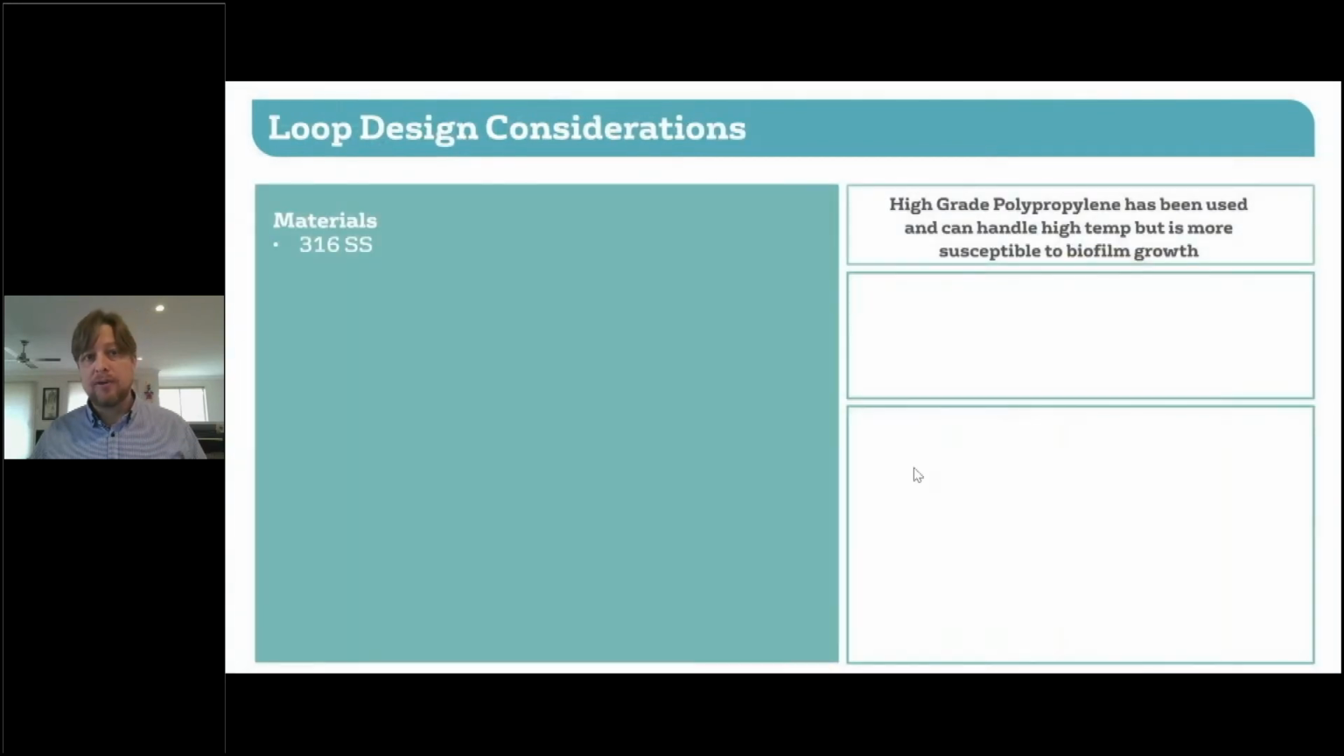So with your loop, you need to consider the materials that you're using to build the loop. Now, we would always recommend 316 stainless steel. A number of sites have used high-grade polypropylene. It can, in some cases, handle temperatures high enough to enable heat disinfection, but it is more susceptible to biofilm growth than stainless steel.